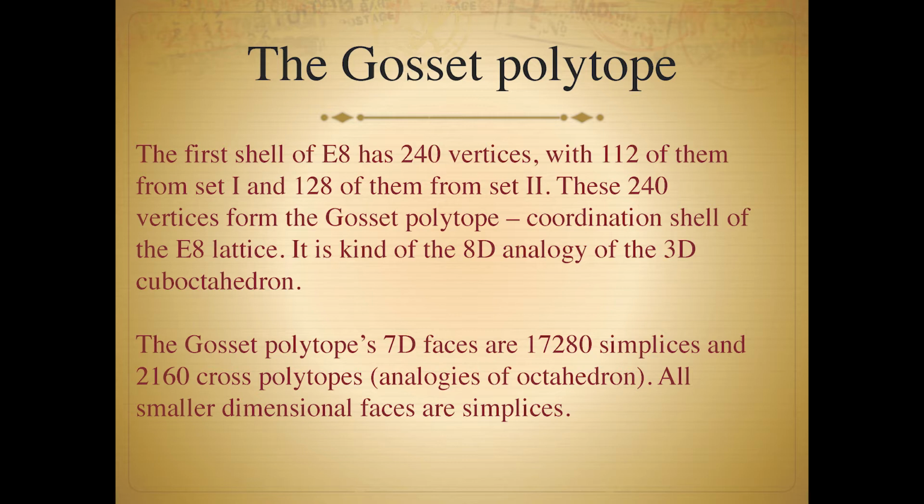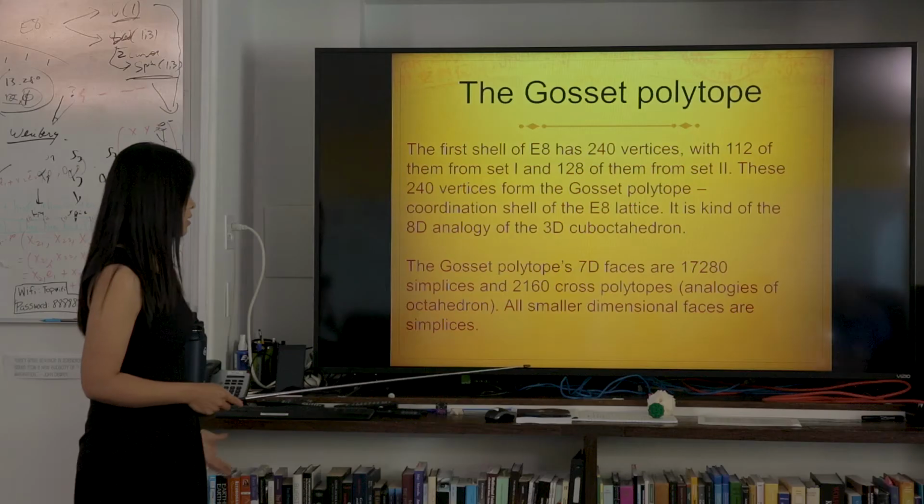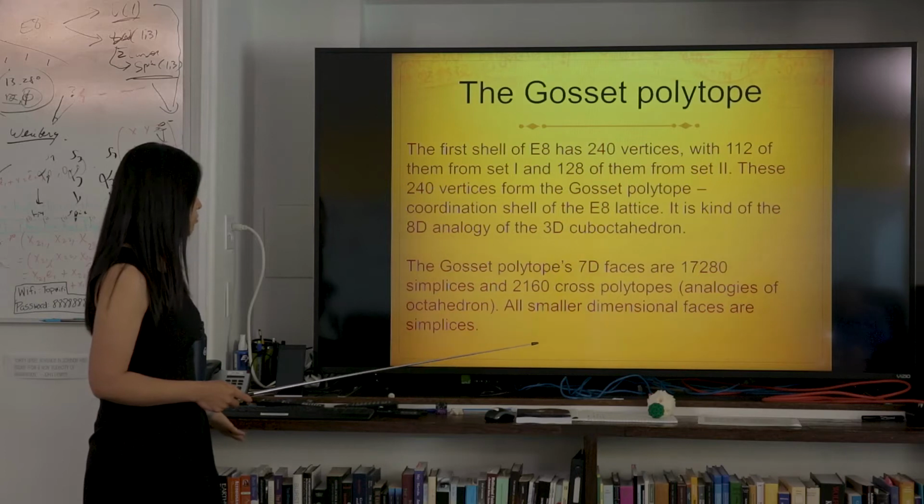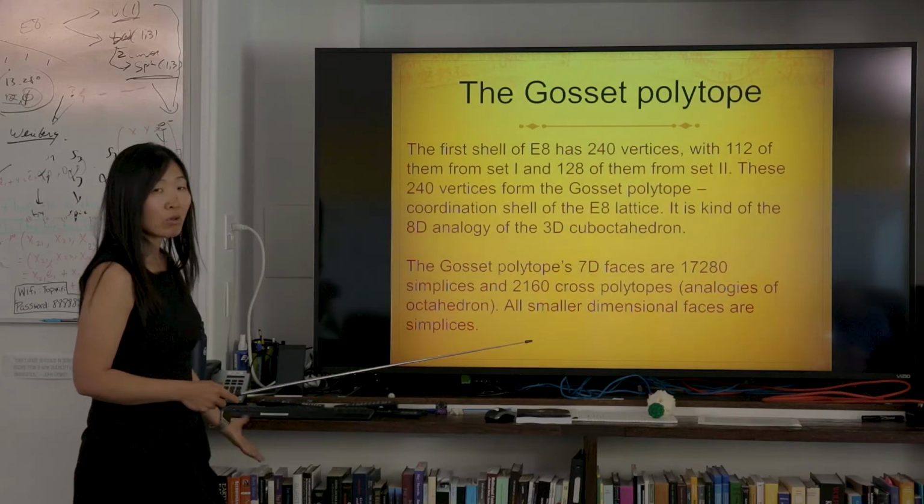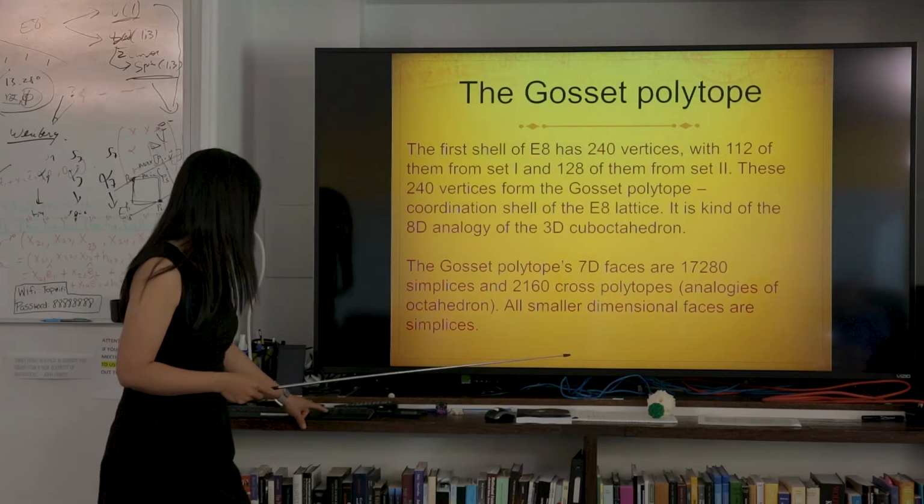So the Gosset polytope's 7-dimensional facets are 17280 simplices and then 2160 cross polytopes, which is the analog of the octahedron. All smaller dimensional facets are simplices. So there will be 6D, 5D, 4D, 3D, 2D, all just simplices.